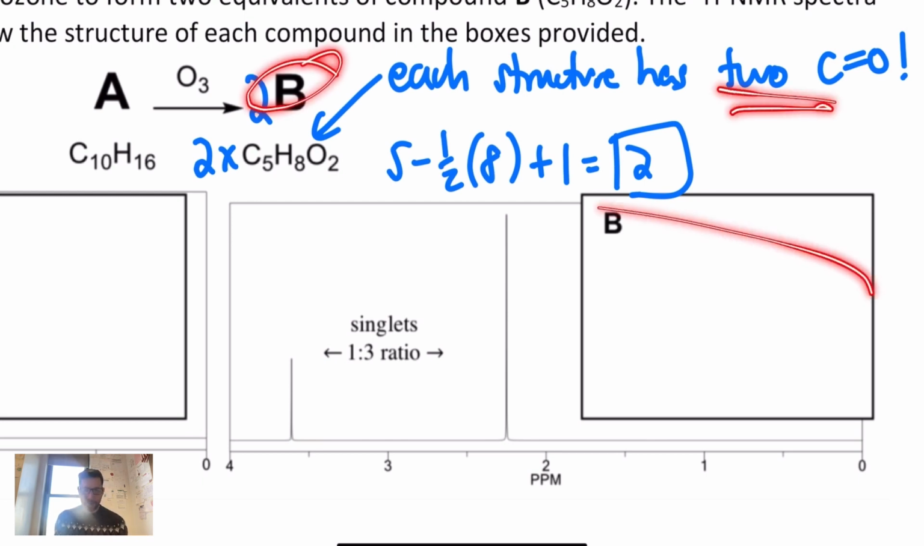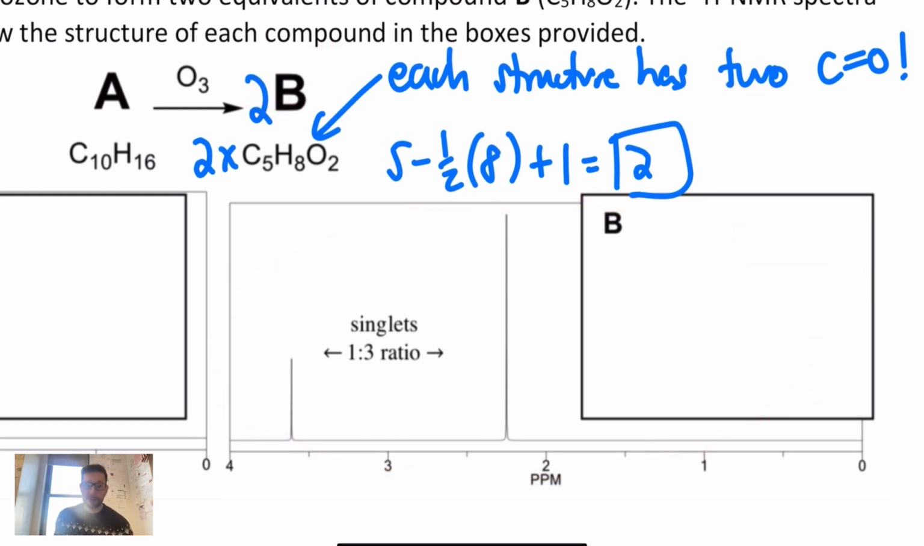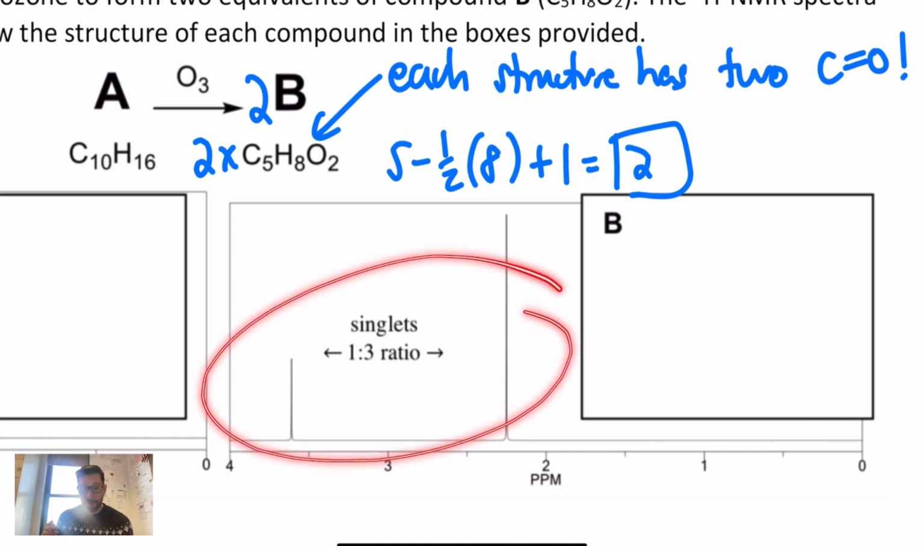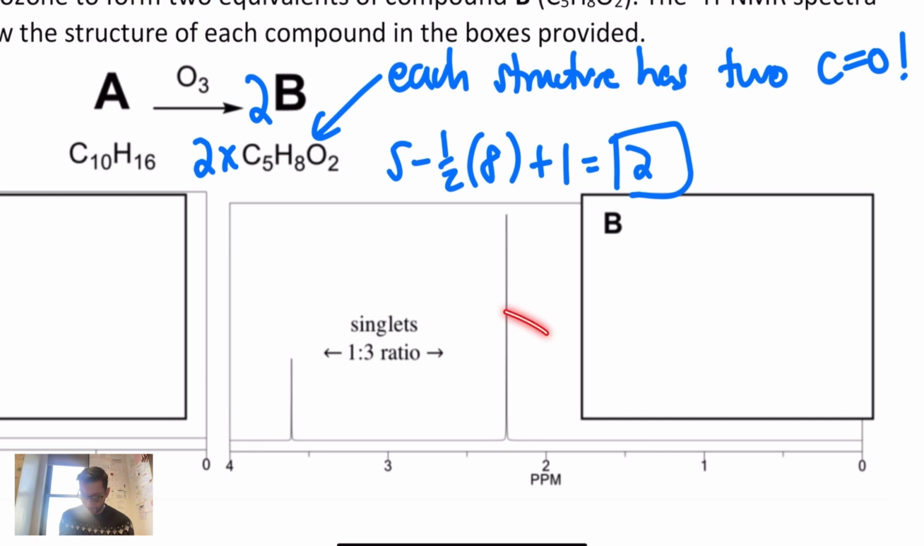Since I know a little bit more about compound B, just that information alone, I'm going to start by looking at the spectrum for B, and then we'll go backwards and check and make sure A makes sense. The spectrum is really simple. This must have a lot of symmetry. There's only 2 signals. They're singlets, so no splitting. That means no neighbors, no vicinal neighbors.